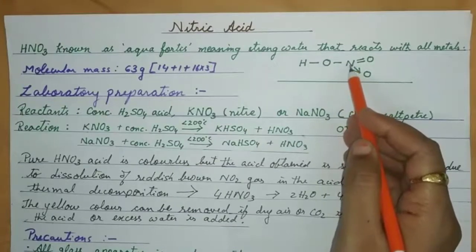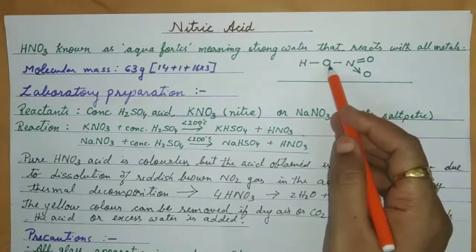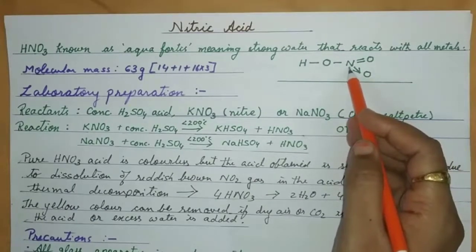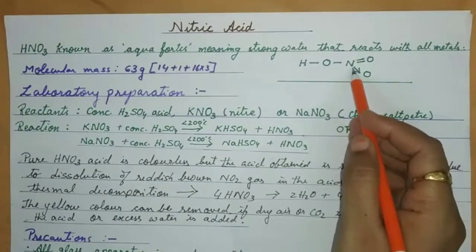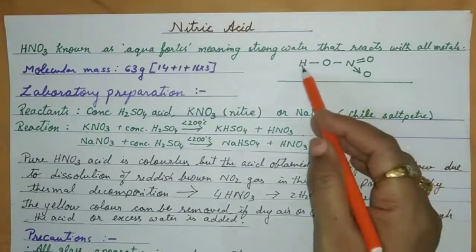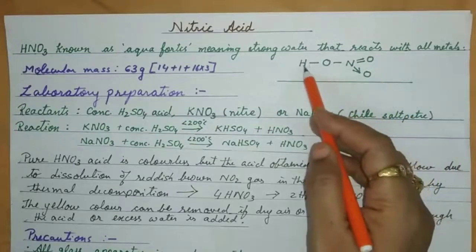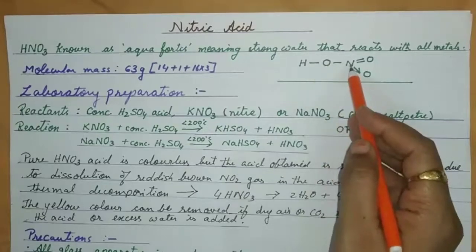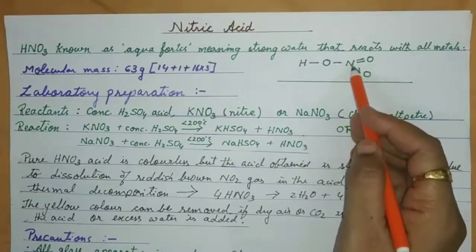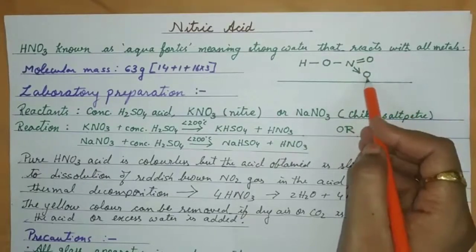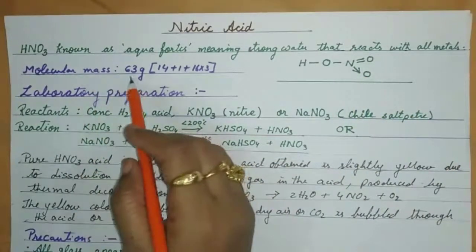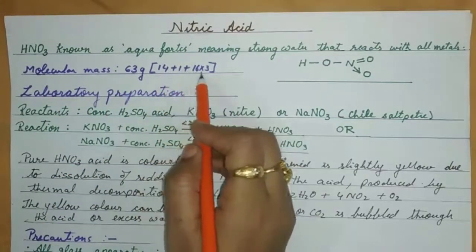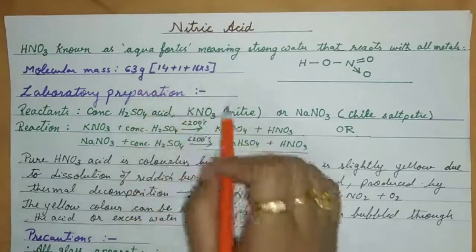There are 3 electrons in the outermost orbit, so 1 with this oxygen done and 2 more with this oxygen. It has got a lone pair which will form a dative bond with another oxygen. So in HNO3, hydrogen is single bonded with oxygen, oxygen has another single bond with nitrogen, and nitrogen has a double bond with oxygen and a dative bond. The molecular mass is 63 gram. How? Nitrogen 14, hydrogen 1, O3 is 16 into 3, total 63 gram.